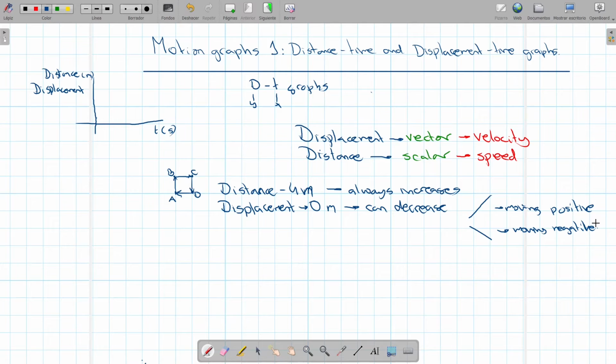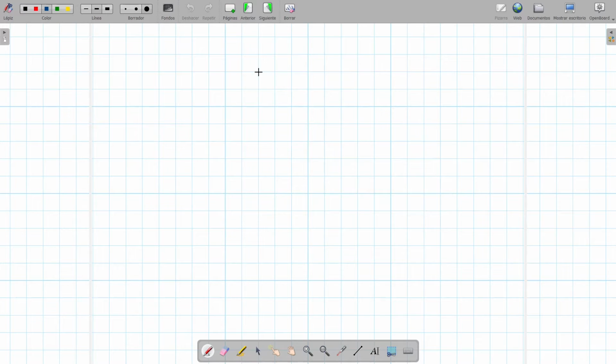So a distance time graph will always be increasing. A displacement time graph could have increasing or decreasing lines or curves, depending on what we're going to look at now. These are the differences between the two graphs. From the displacement, we can obtain vectors, we can obtain velocity. From distance, we can obtain speed, and displacement can be increasing and decreasing, but distance is always increasing. But from now on, we can work the same with one graph or the other.